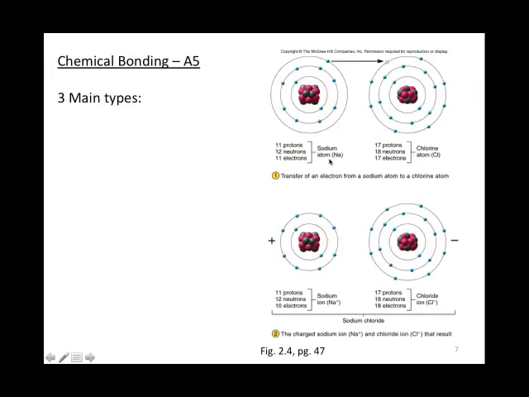All right, let's talk about chemical bonding. There's three main types of chemical bonding I want to address with you. We have ionic bonds, we have covalent bonds, and we have hydrogen bonds. By far, the strongest of those bonds would be covalent bonds, and we'll talk about why those are the strongest. The weakest of all these are hydrogen bonds.